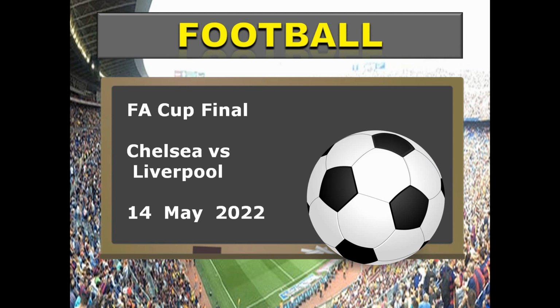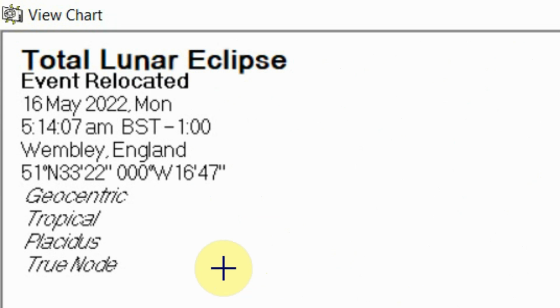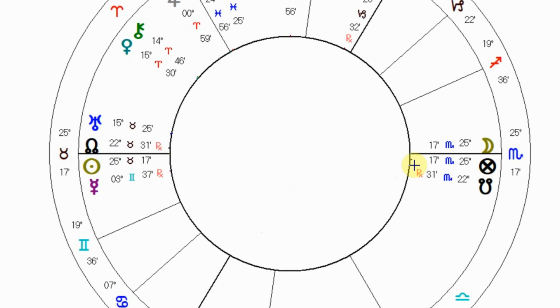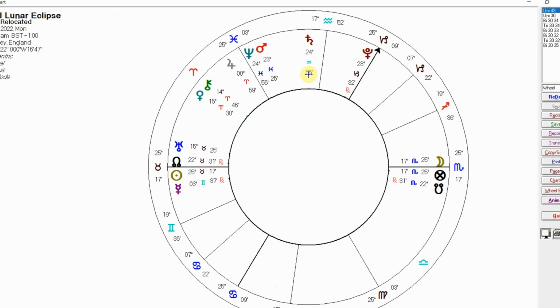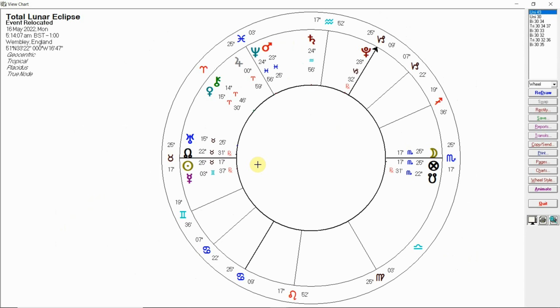Today we're looking at the FA Cup final for Chelsea vs Liverpool on the 14th of May. First chart we're looking at today is for a total lunar eclipse which is coming up on the 16th of May, which is a day and a half after this game, and it's quite amazing because the eclipse is falling exactly across the ascendant and descendant set for Wembley Stadium, and this eclipse is square Saturn. The Sun is sextile Neptune and the Moon is trine, and it's also aligned with the midheaven. So I'm not exactly sure what that portends, but it is interesting. It's coming up exactly on the ascendant-descendant set for Wembley.